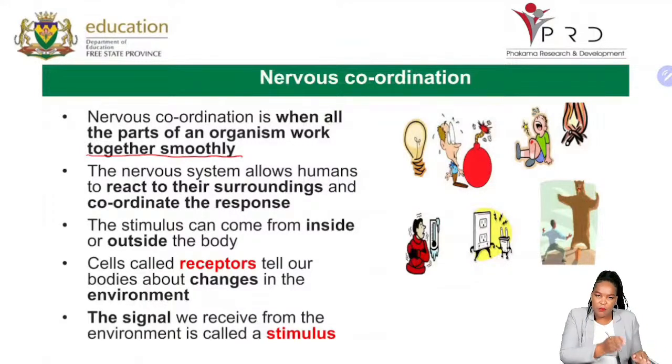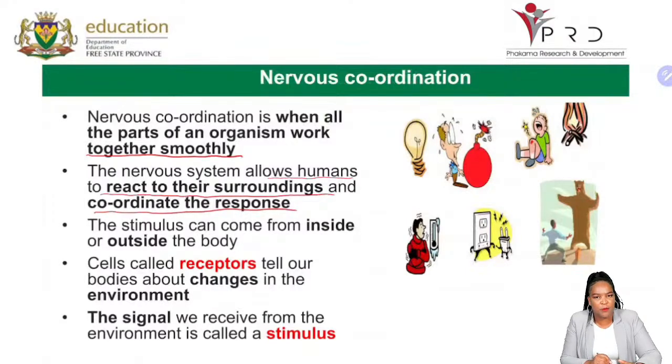Every system is transmitting the message to the other one. So we need coordination in our nervous system for us to get the ultimate message and for us to produce the ultimate or the desired response. Right. The nervous system therefore allows humans to react to their surroundings and coordinate their response. We need the nervous system for us to react, for those messages to be coordinated, for us to be able to respond.